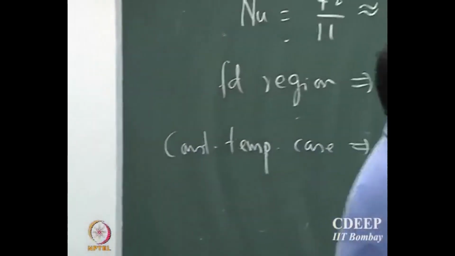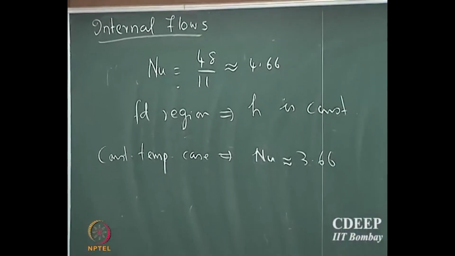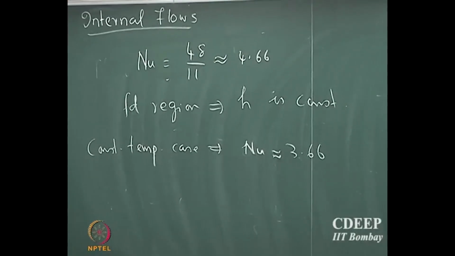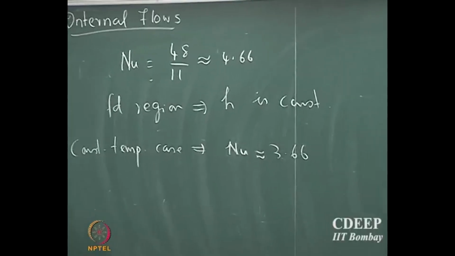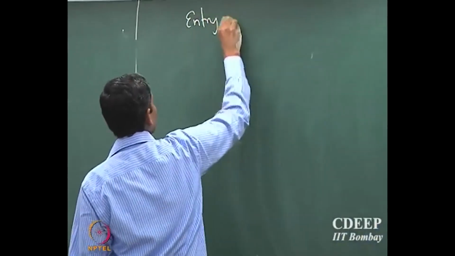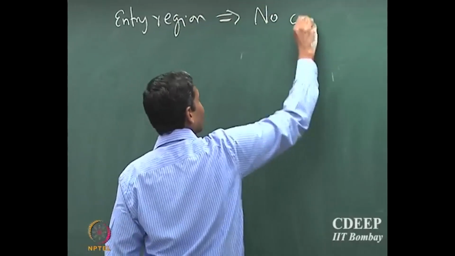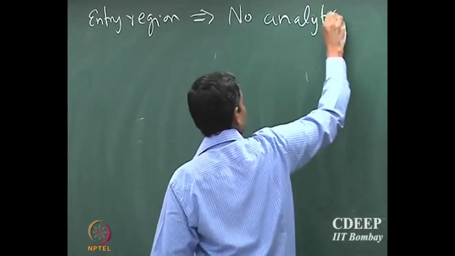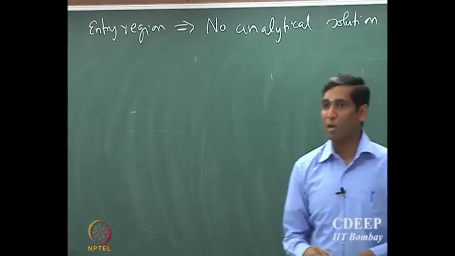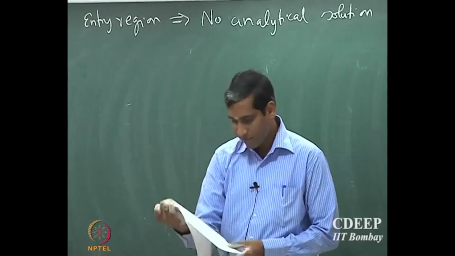Alright, so now this is all the story about the fully developed regime. But when it comes to the entry region, where the boundary layer is definitely present, it turns out that in the entry region no analytical solution is possible, and therefore we have to rely upon some of these correlations.